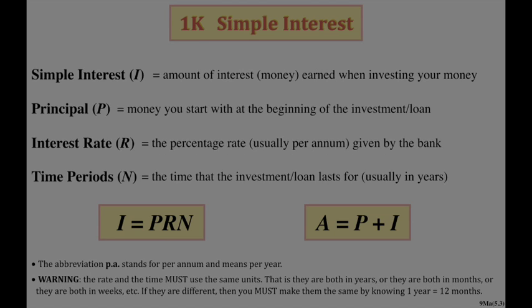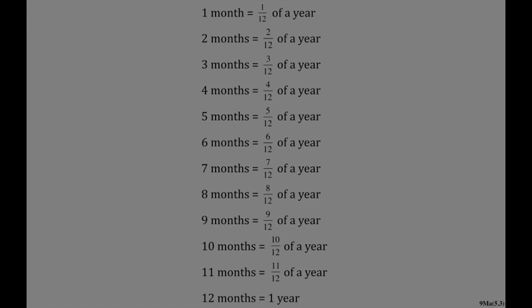And as I've been talking about, our time units must be consistent with our interest rate. So we need to be careful. And we'll talk about that as we need to with examples. Another thing you should be aware of, 1 month is 1/12 of a year. 2 months is 2/12 of a year. 3 months is 3/12 of a year, and so on, all the way to 11 months is 11/12 of a year, 12 months is 12/12 of a year, which is also 1 year.